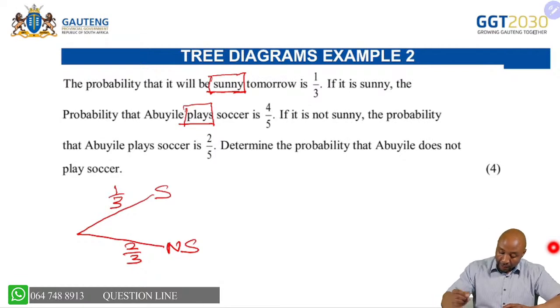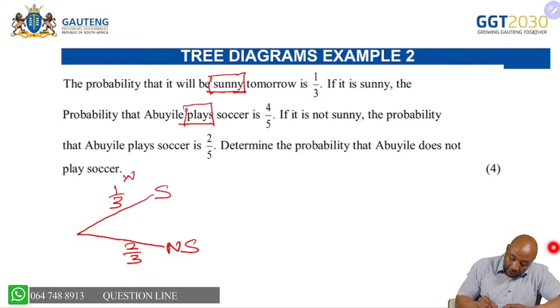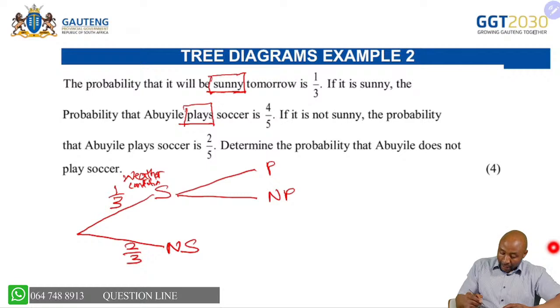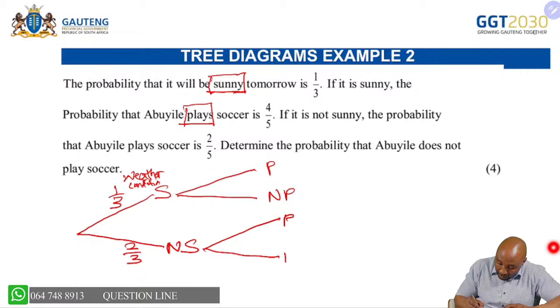Now, from there, we are looking at the weather conditions. It can either be sunny or not sunny. Remember, if it's sunny, he can either play or not play. Even if it's not sunny, he can either play or not play. NP is for not playing. NS is for not sunny, the opposite of sunny. Remember, these are complementary events. They should always give us 1.